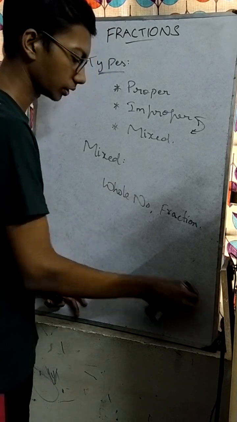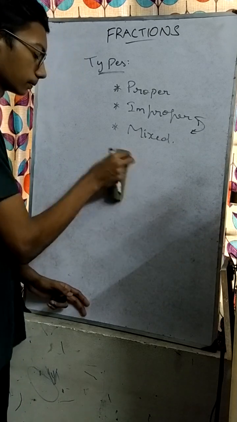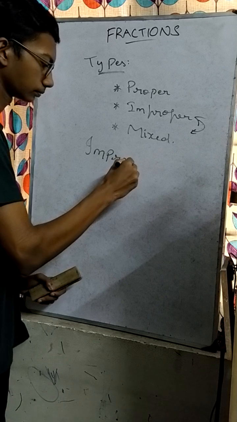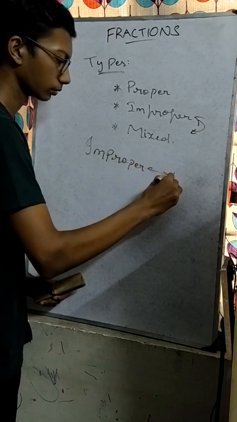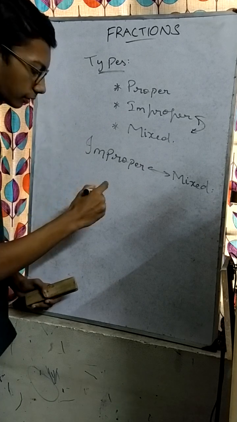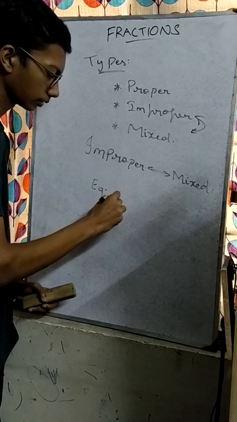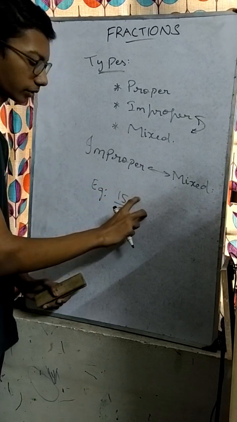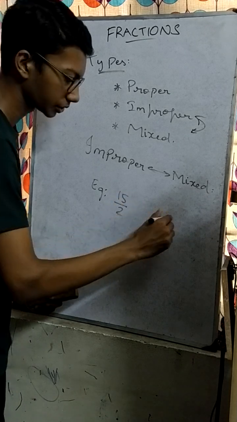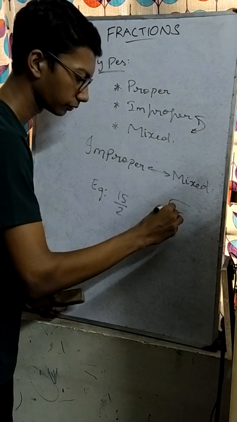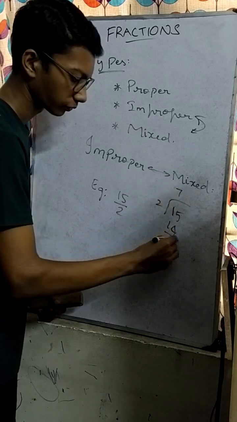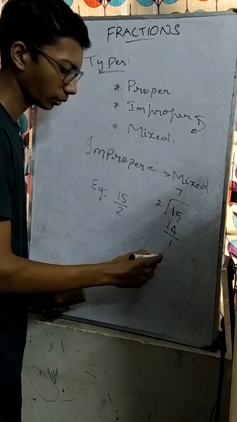Now how do we change them? We will see that now. Improper fraction to mixed fraction and the other way around. Let's say we have an improper fraction like 15 by 2. This is an improper fraction because the denominator is less than the numerator. Now how we change this is just divide 15 by 2. 7 times 2 gives 14, remainder 1.